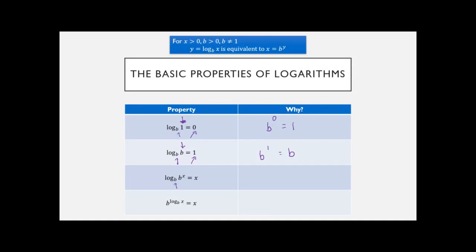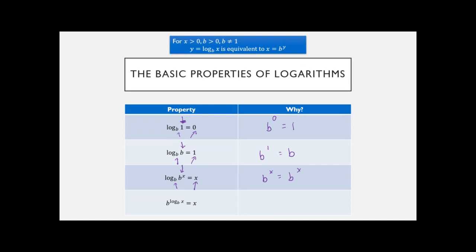In this case, we have b to the x, and that equals, well, b to the x. That's kind of silly to write in exponential form. b to the x equals b to the x doesn't do anything. It doesn't mean anything for us. But having that property in logarithmic form is actually very, very useful.